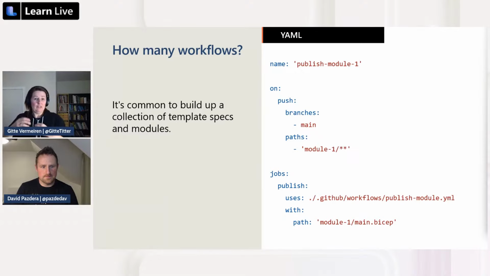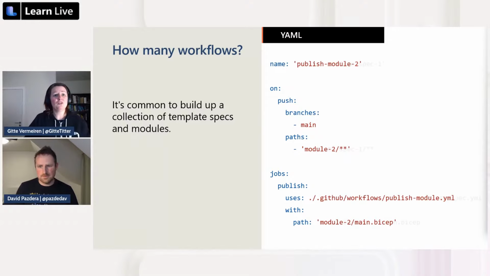It is reusing another GitHub Actions workflow. It is using what are called callable workflows in GitHub Actions, so it's calling that publish module.yaml workflow. But if you now want to do that for module 2, you need to do that again. The only thing that has changed here is the path on the trigger, and then the path at the bottom of which Bicep file you want to publish.